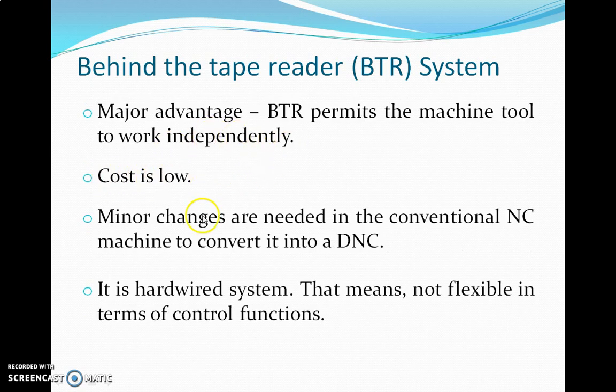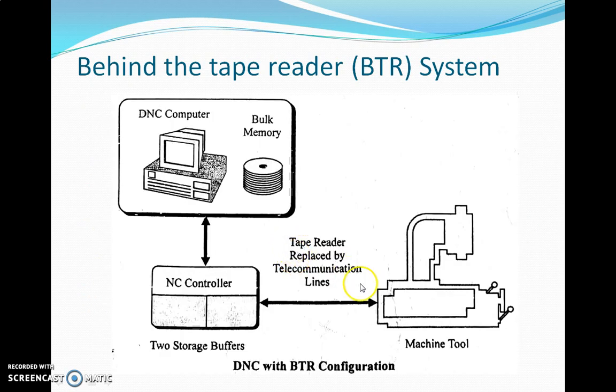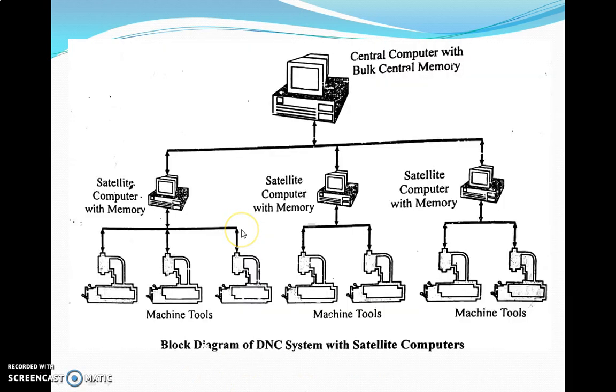The cost is also less. By making certain minor changes in a conventional NC system, the machine can be converted into DNC. As you can see here, we have only replaced the tape reader with telecommunication lines. So a conventional NC machine can be easily converted to DNC by making certain minor changes.